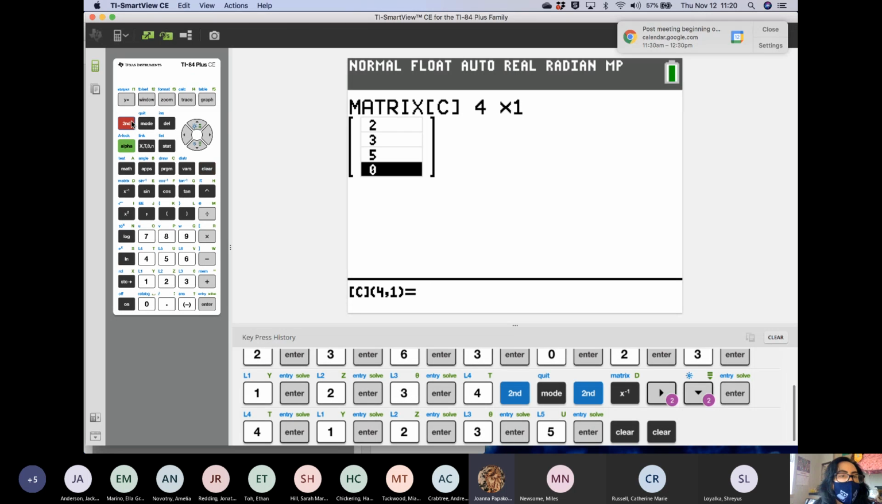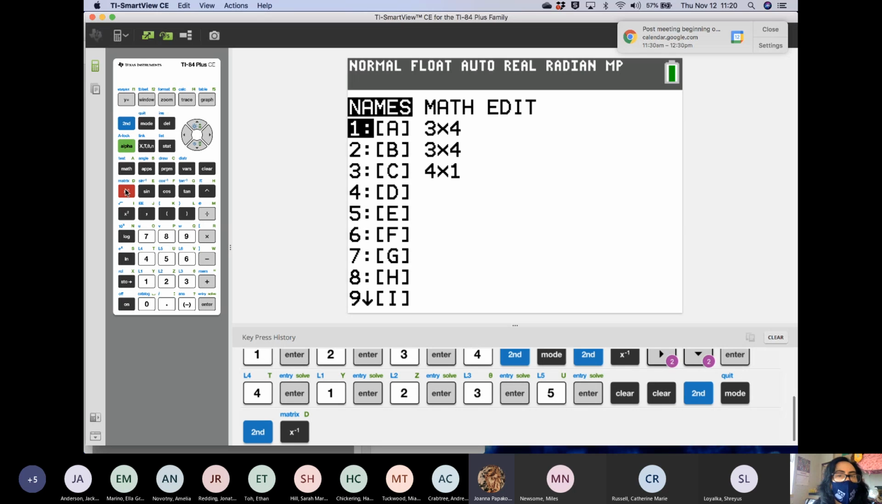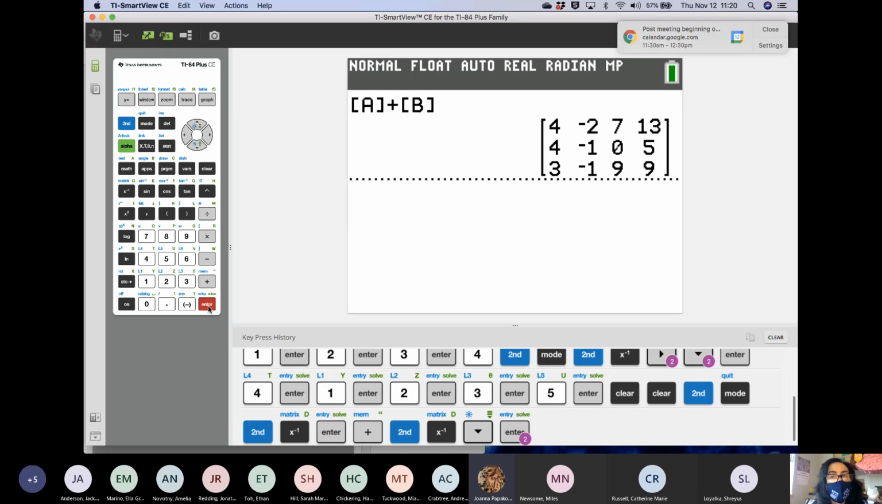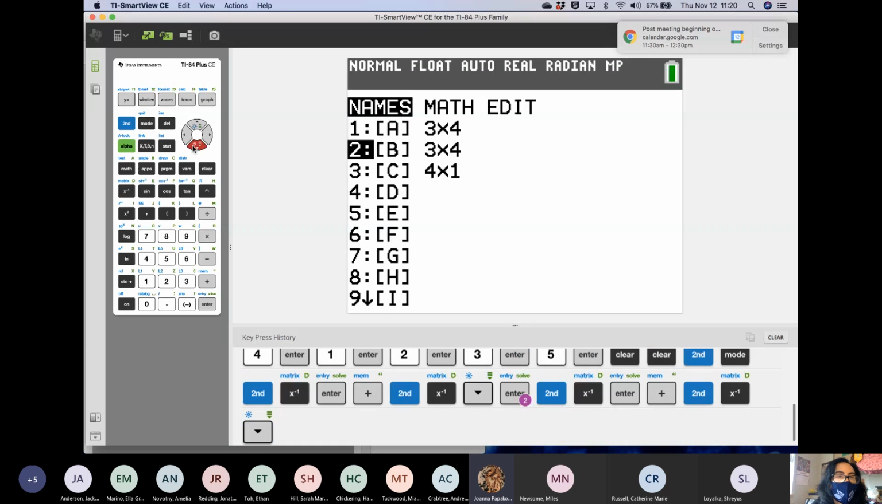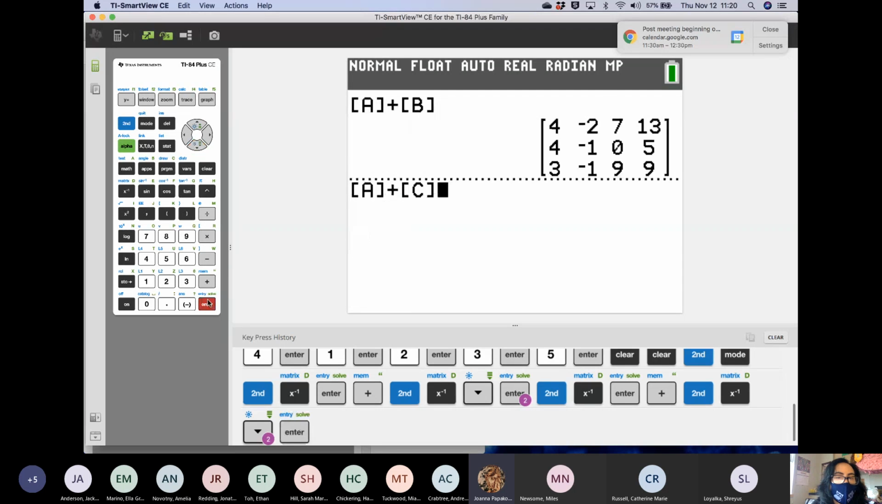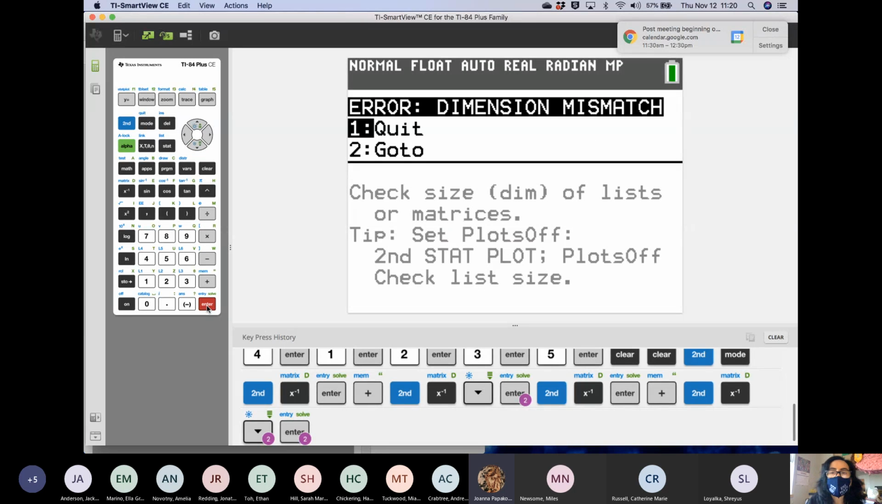Let's talk about how to perform matrix operations. So if I want to add a matrix, let me call up matrix A, and I'm going to add matrix B. I should be able to add those. There I go. What if I said matrix A plus matrix C? We know that can't be done, right? Ah, look at that. The dimensions of the matrices are not the same. So it's telling you the error. So don't come to me and say, oh, I got an error. Well, you need to be able to interpret that error.